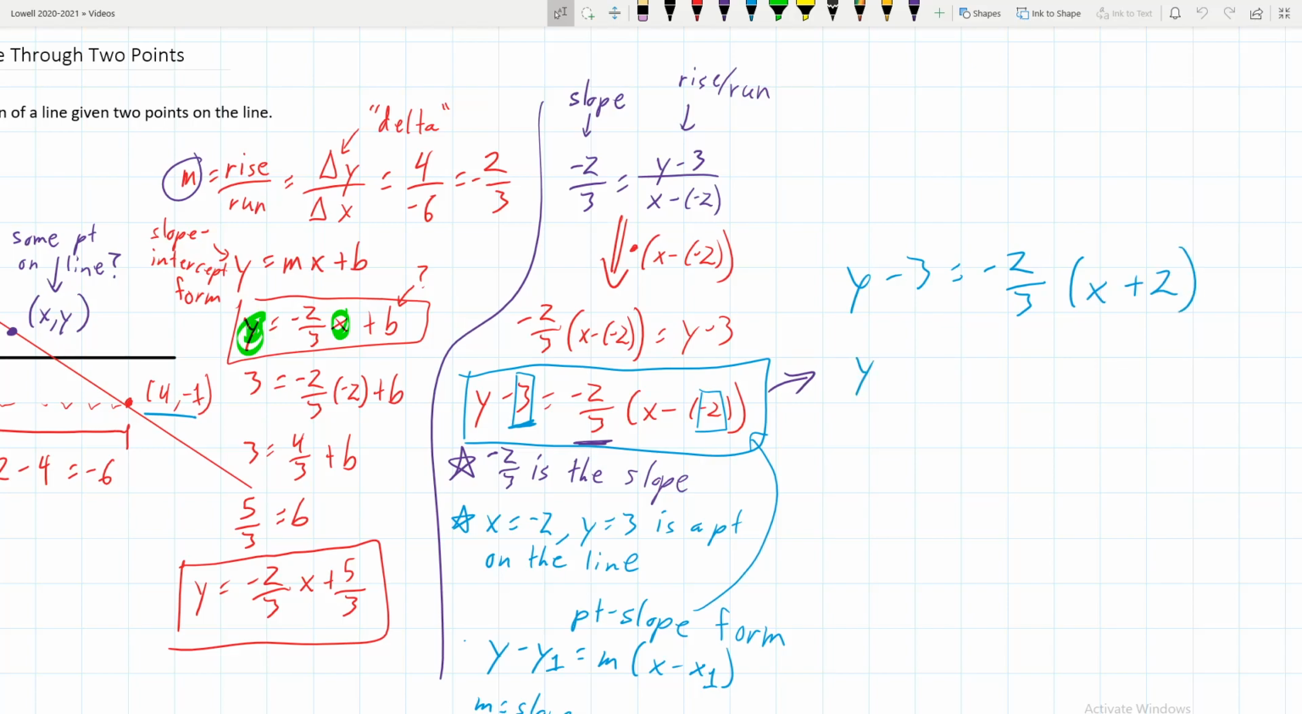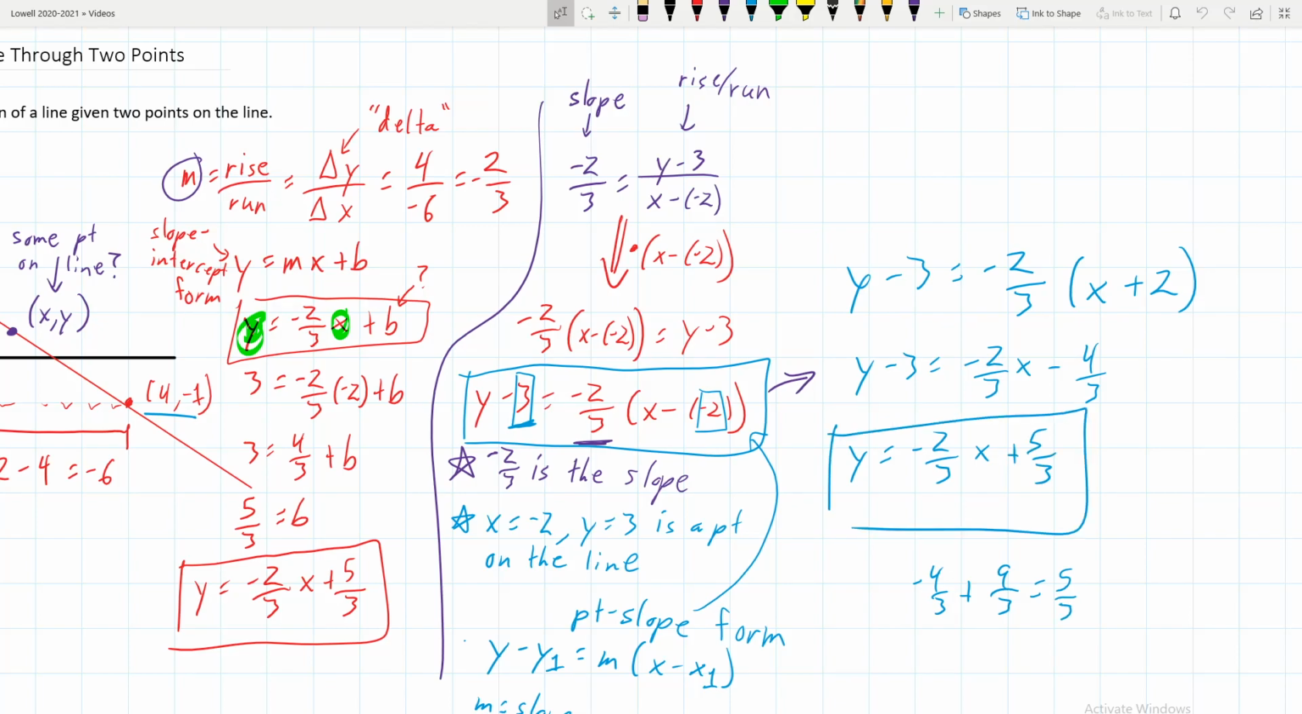So I have y minus 3 equals negative 2/3, distributing, x minus 4/3. And if I add 3 to both sides, I'll get negative 2/3 x. Let's see, negative 4/3 plus 3 would be plus 9/3, which is 5/3. So plus 5/3. Boom, which is exactly what we were hoping for. So that is a look at point slope form and another way that you could get the equation of a line given two points.